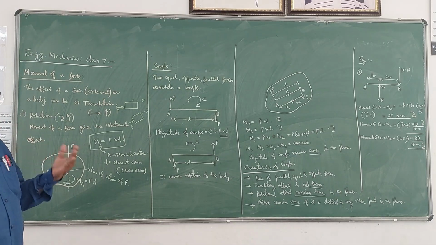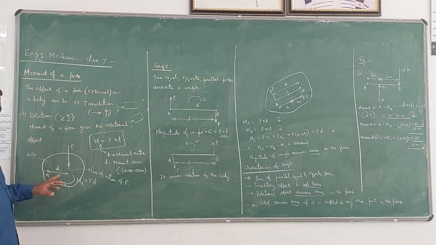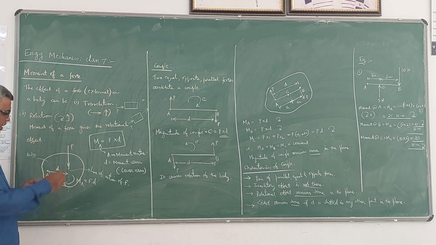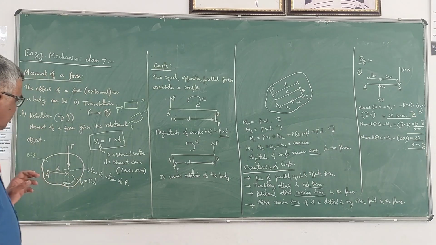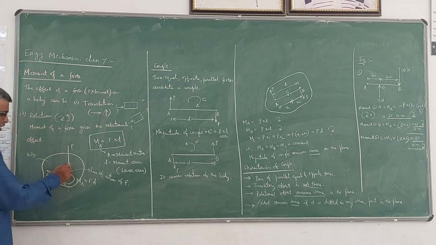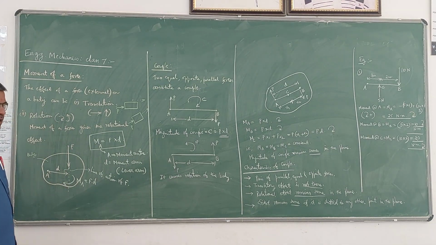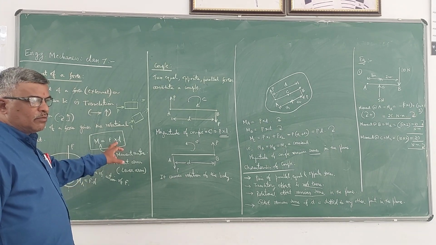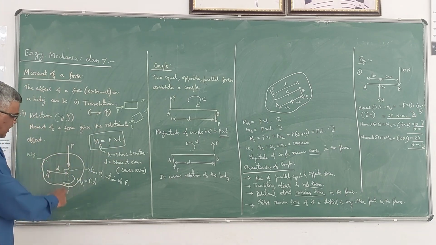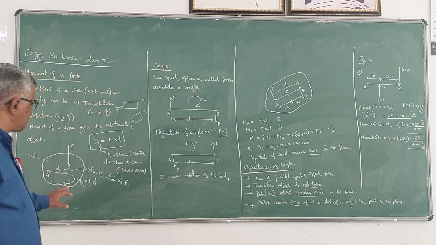Now to define the moment of a force, I will consider a body here. On this body, a force F is applied at a perpendicular distance d from a point A under consideration. The moment of this force F about this point A is defined as F into d. That means it is the product of the magnitude of the force multiplied by the perpendicular distance of the line of action of the force from the point under consideration. So here in this case it is F into d.